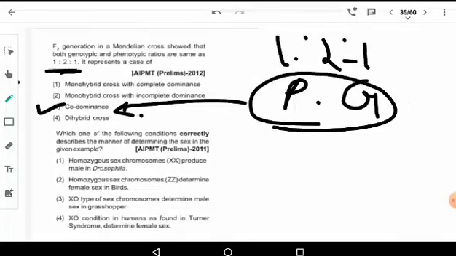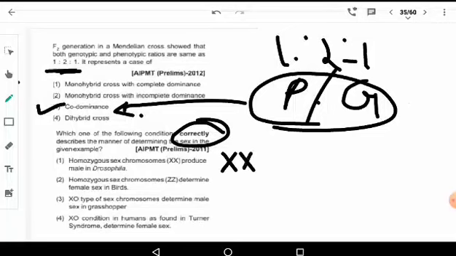Now let's discuss the second question. What is the second question? Which of the following conditions correctly describes the manner of determining the sex in the given examples? Correctly is asked here. Okay, so let's get started. Let's read the options one by one. First one, homozygous sex chromosomes produce males in Drosophila. That is, XX condition produces males in Drosophila. Is it correct? No.